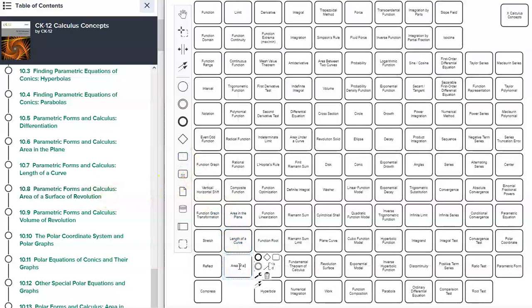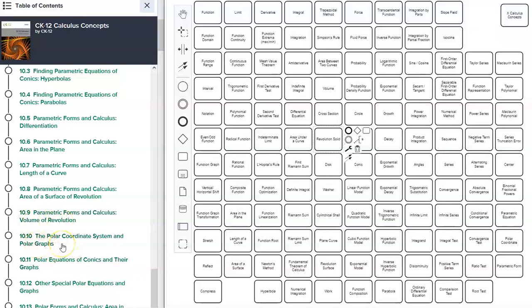Feels like calculus 3. I'm not sure. We have this revolution again. That popped up earlier. Revolution solid, look at that. So the area of the surface of revolution. And we have the volume of revolution.